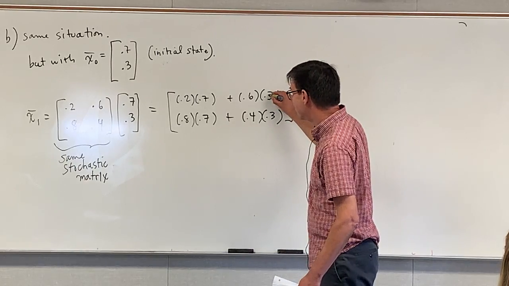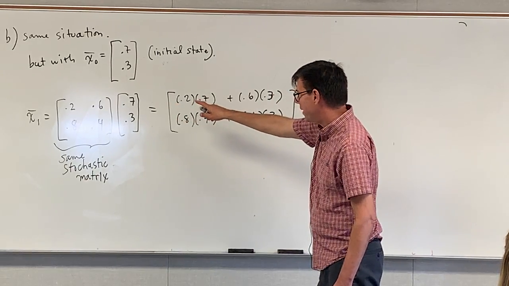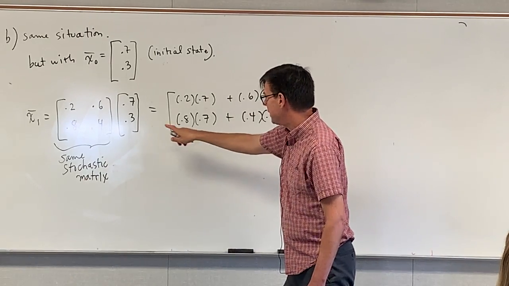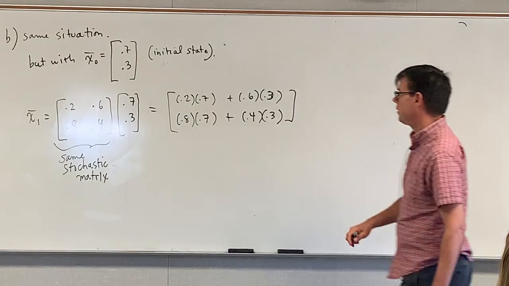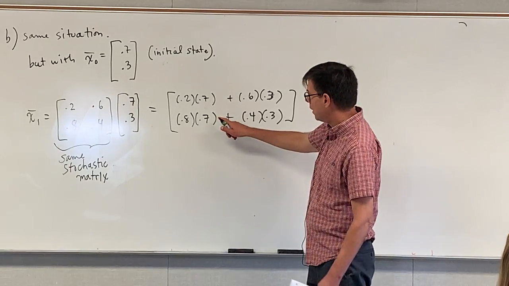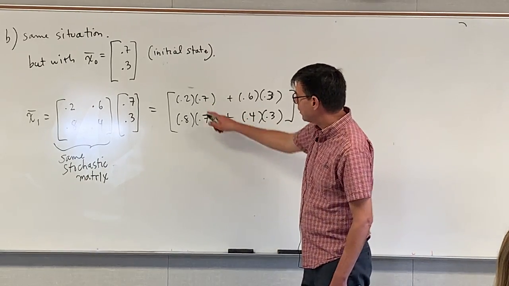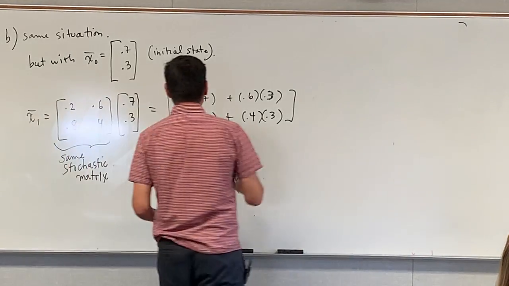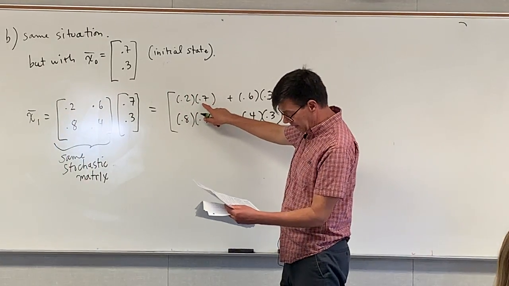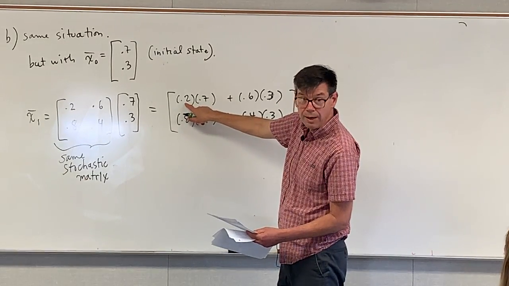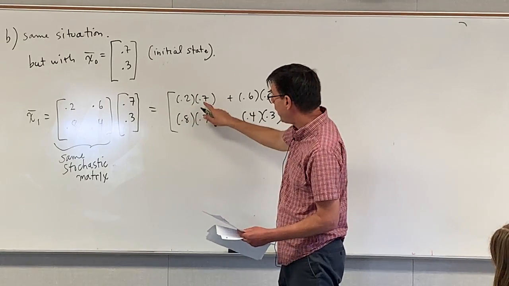I'm 0.2 times 0.7, 0.6 times 0.3. Yes, that's a 0.3. 0.8 times 0.7, 0.4 times 0.3. Okay. And actually here, too, notice I believe it's coming out that the probabilities are, this is chance of eggs today, chance of eggs tomorrow, given that there are eggs today.